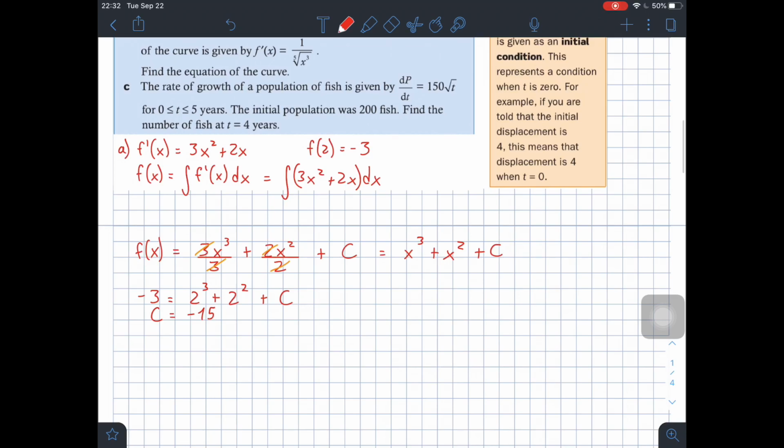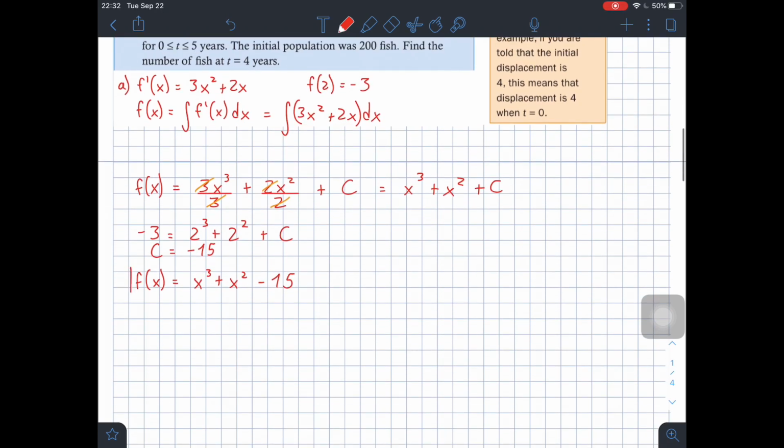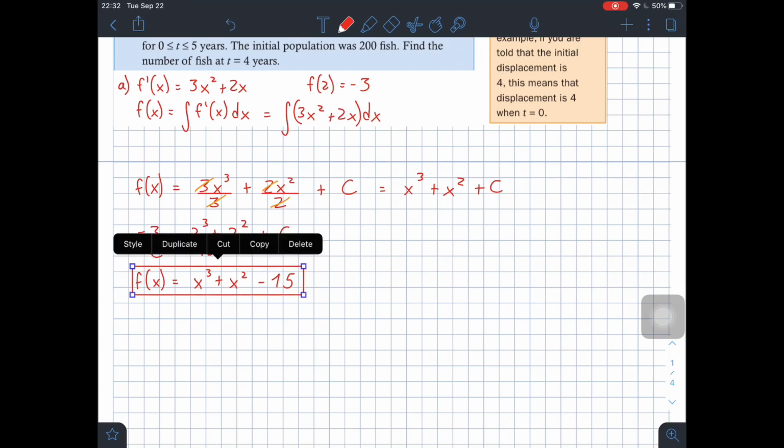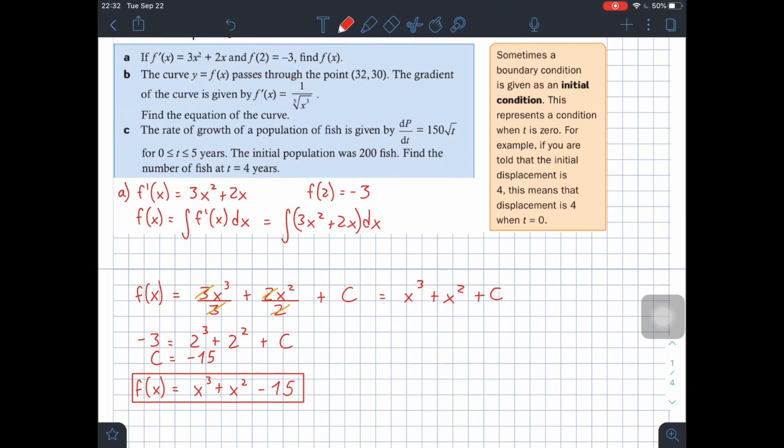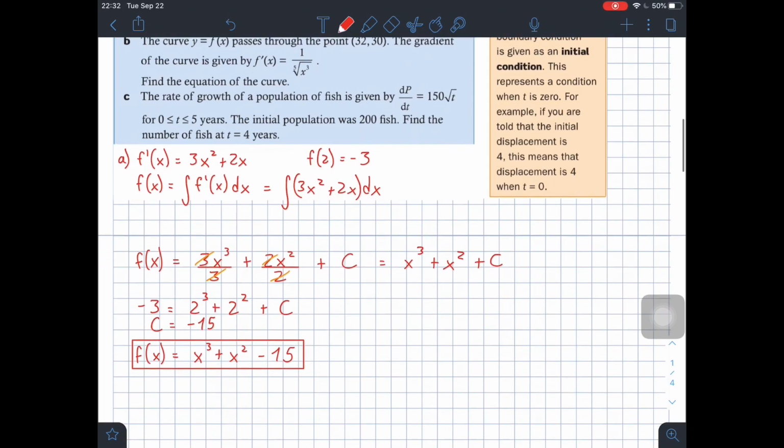So now we have the function f of x for this particular situation, which would be x cubed plus x squared minus 15. And this would be the original function for this particular problem. Okay? So that's how we find a particular solution. It's just applying the extra information that we're given and applying indefinite integral, which is something that you already know.